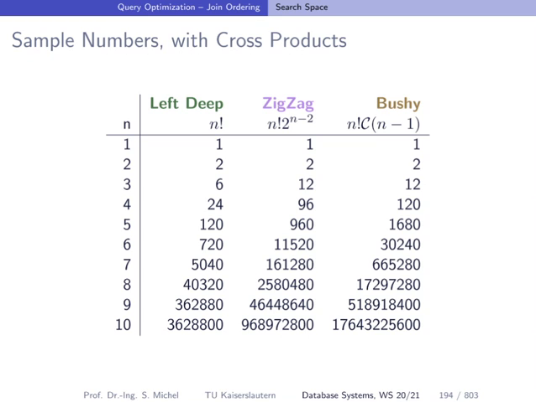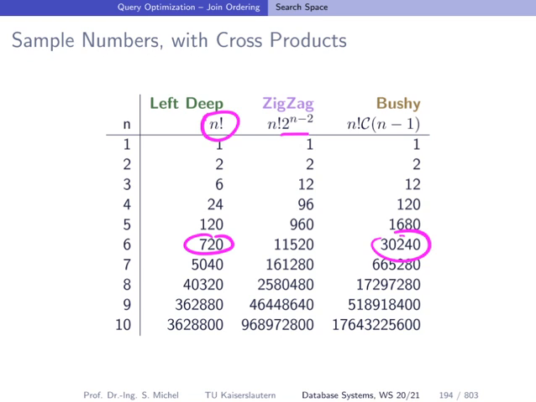Now you have not 32 for 6 relations, but 720 for left deep. It's factorial, right? We know how fast factorial is growing. And if you go for zigzag, well, it's a factor of 2 to the n-2 more. And then here for bushy trees, we have 30,240 possible join plans to consider, if you want to look at all of them and see what is the cheapest one.